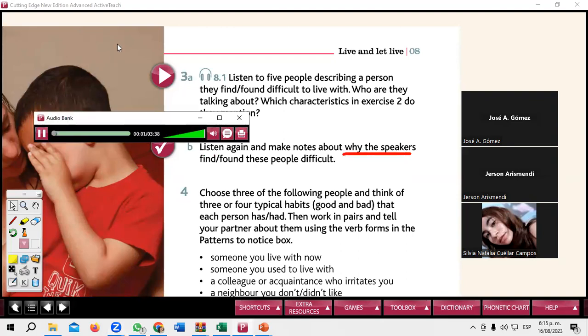Unit 8, Recording 1. Okay, it's good. Can you listen to it? Yes, teacher. Okay.